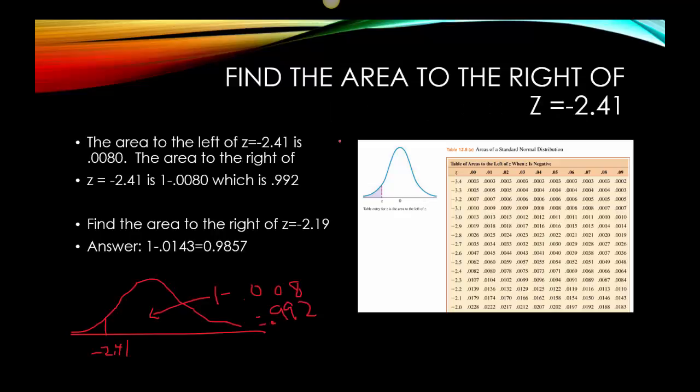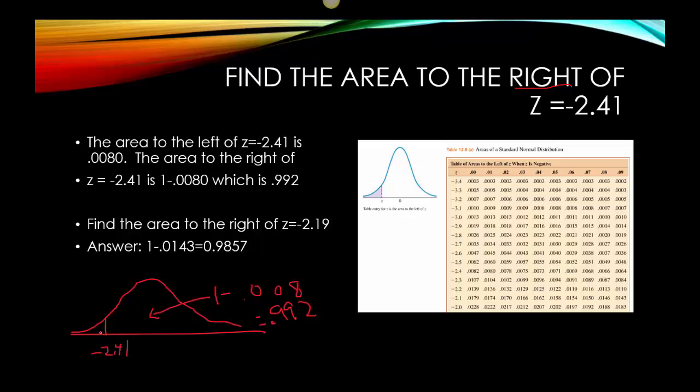Okay. So let's say I want to find the area to the right of z is negative 2.41. Right? So this time I'm going to the right. Okay. Well, we know the area to the left of negative 2.41 because we can look at it on our chart. Here's negative 2.4, so the 1 is 0.008. To get the area to the right, I'm just going to subtract. So I do 1 minus 0.008, which gives me 0.992.